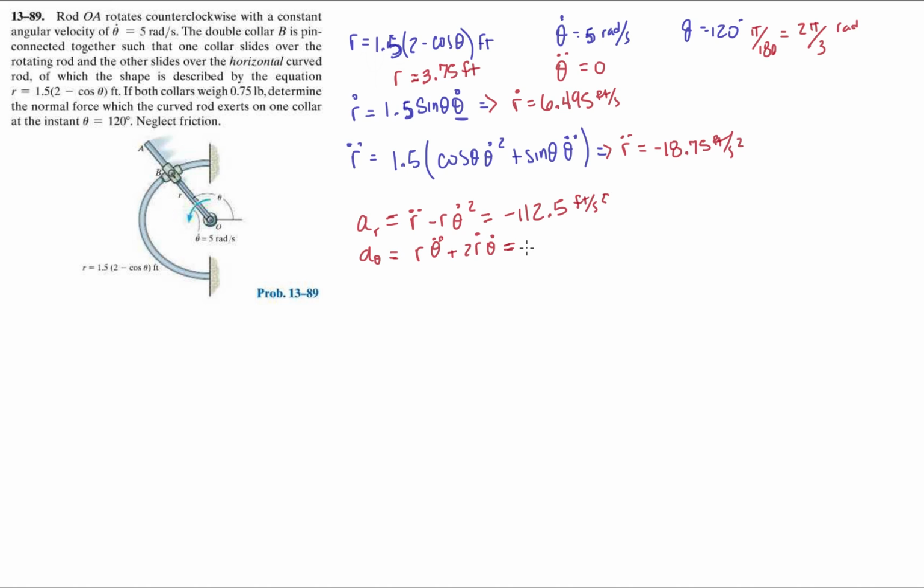And then we get 65 feet per second squared. Okay, so now the a theta, I ended up getting 64.95. I just rounded it up, so roughly 65 feet per second squared. Okay, now we're here. Now let's begin looking at the forces.